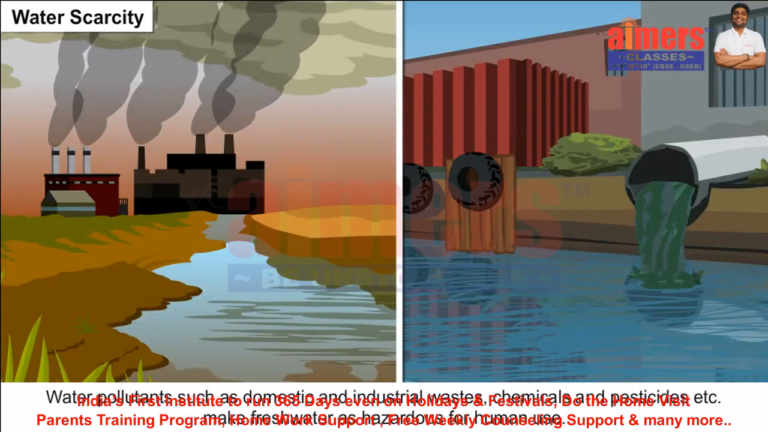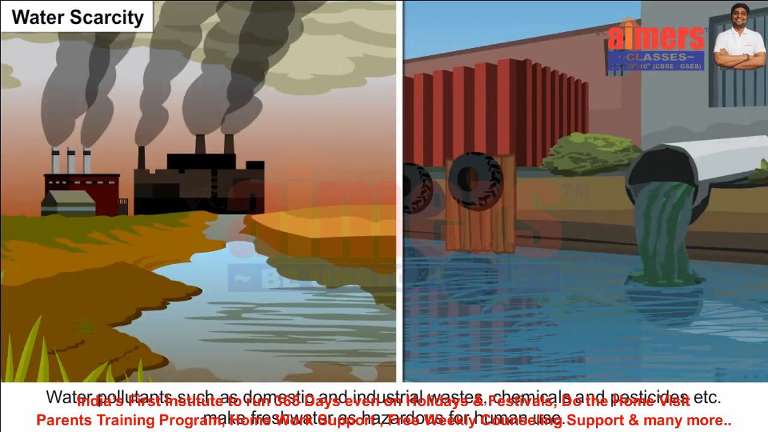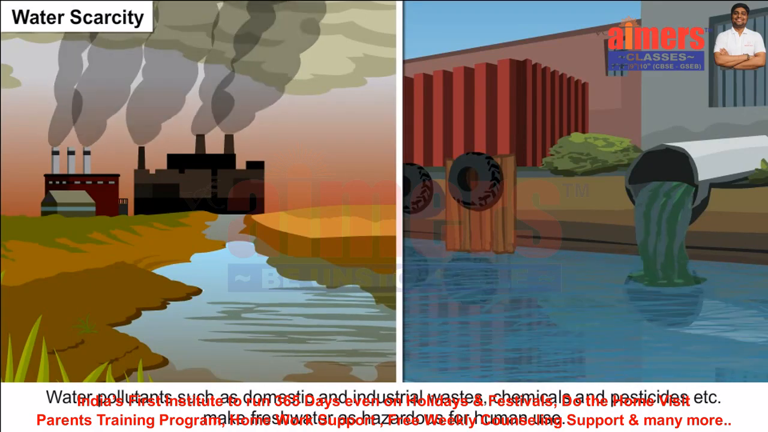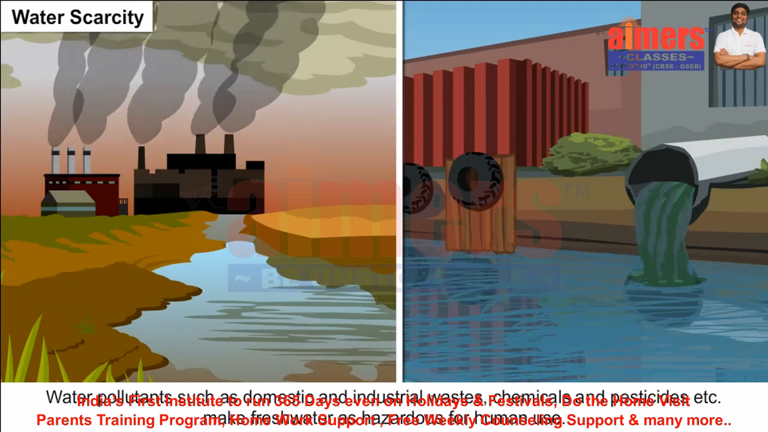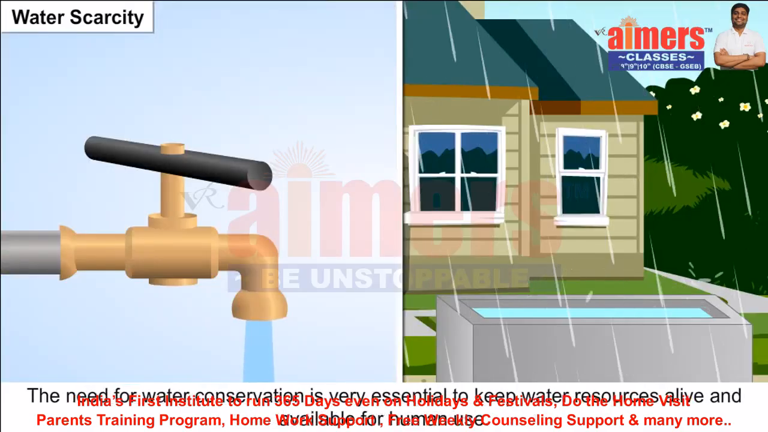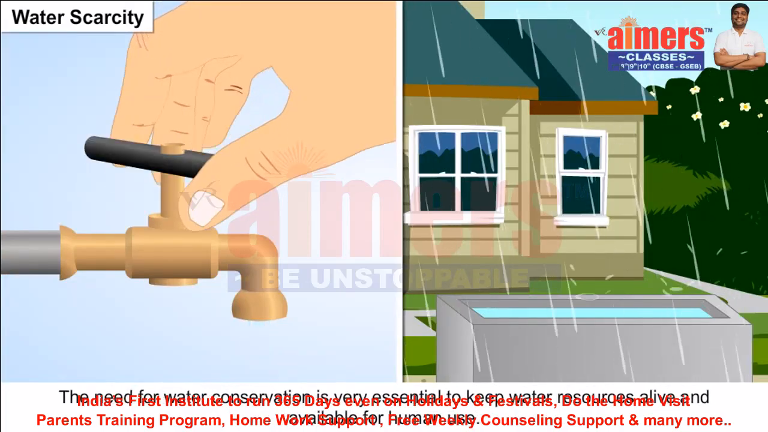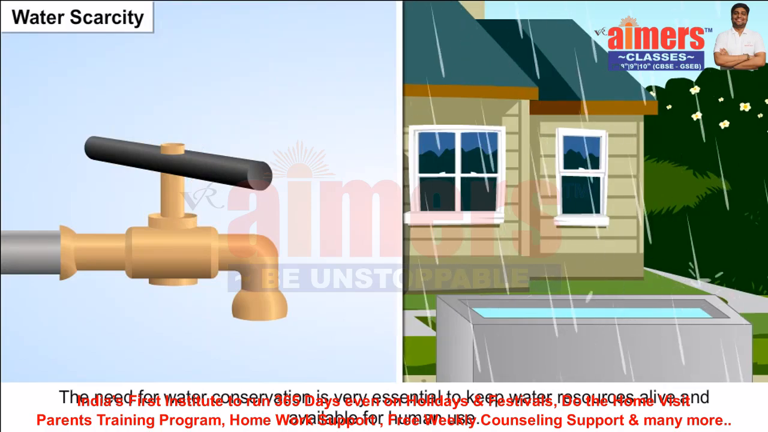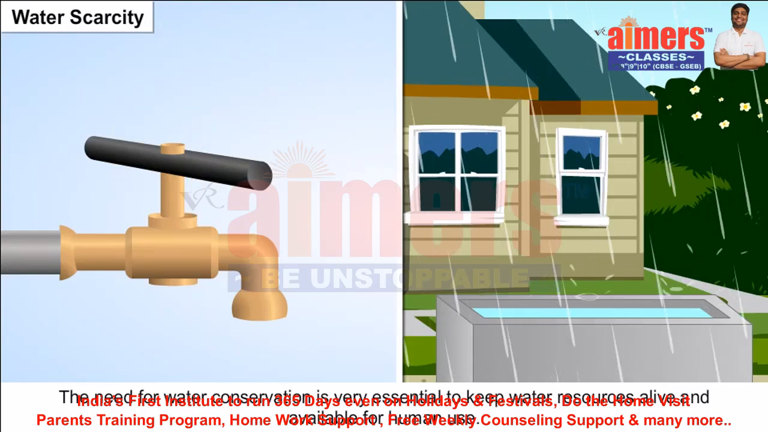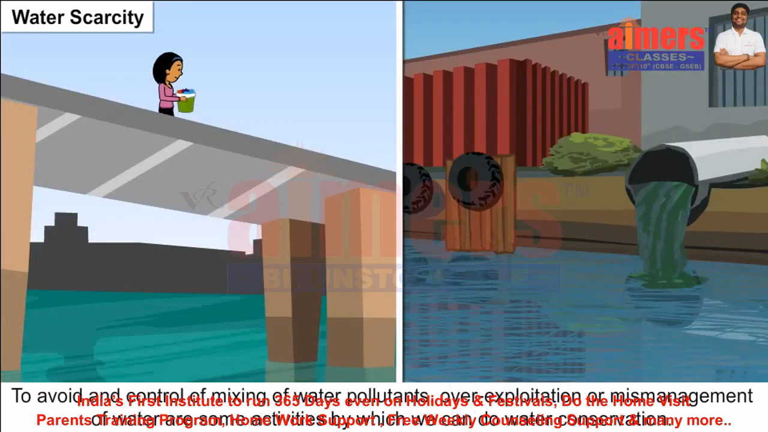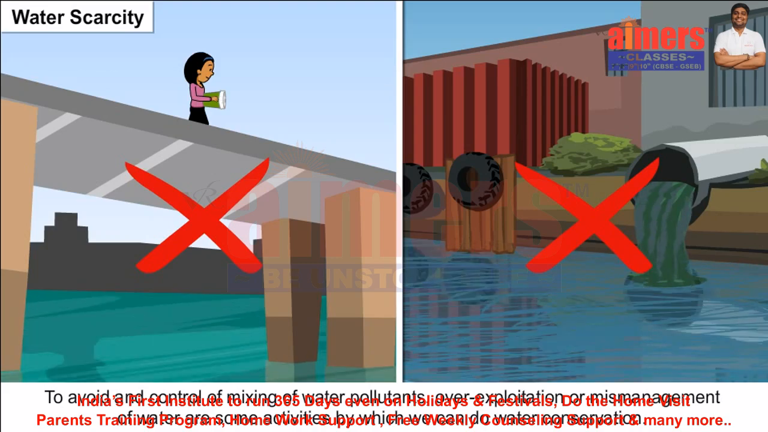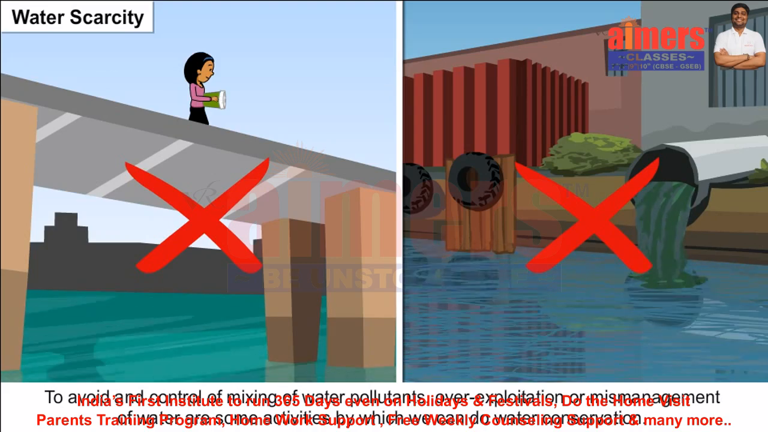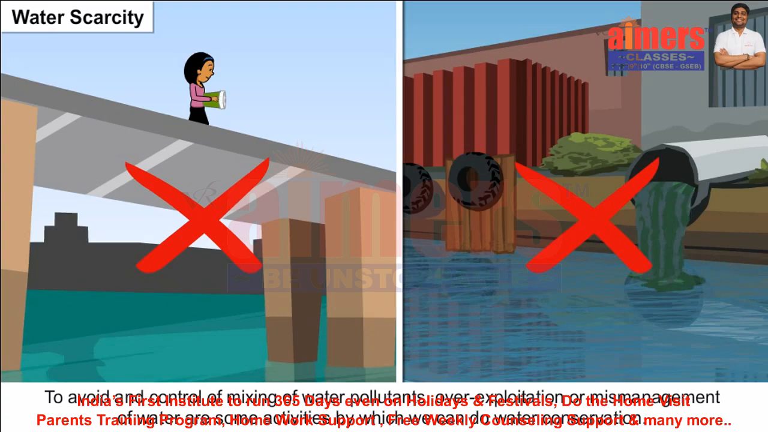Water pollutants such as domestic and industrial wastes, chemicals and pesticides make fresh water hazardous for human use. The need for water conservation is essential to keep water resources alive and available for human use. Controlling the mixing of water pollutants, and avoiding overexploitation or mismanagement of water, are some activities by which we can do water conservation.